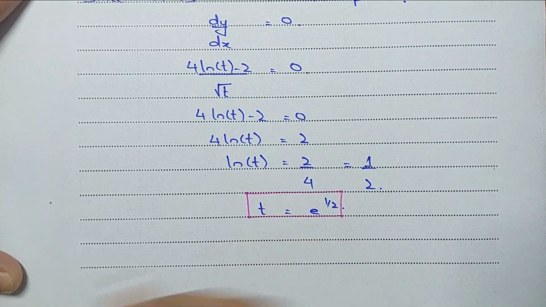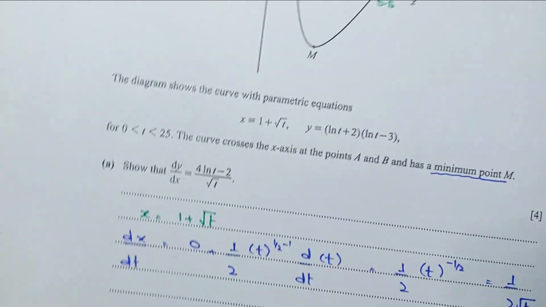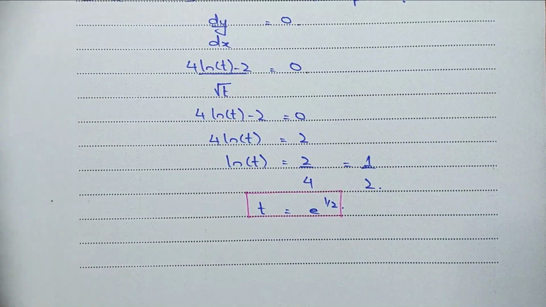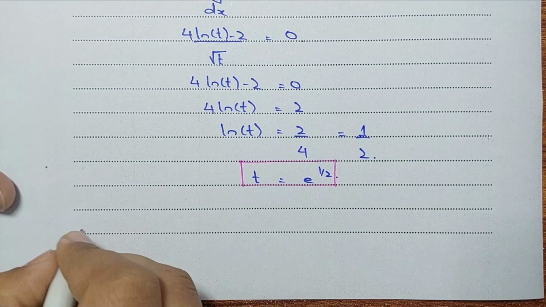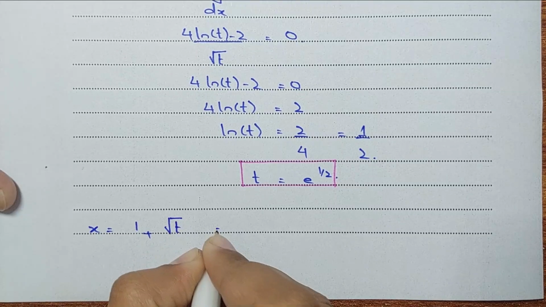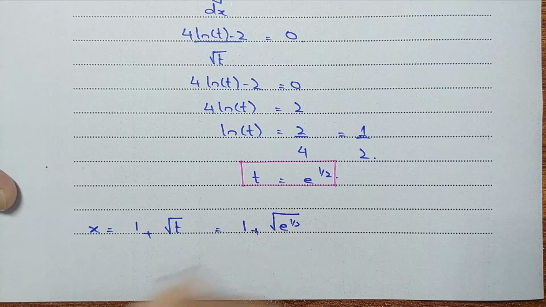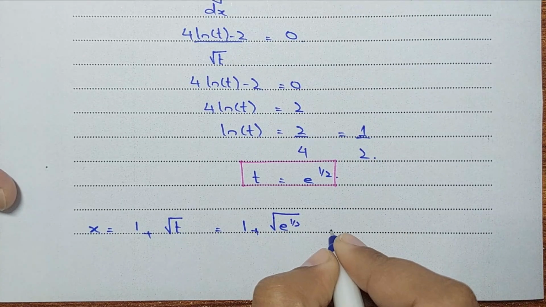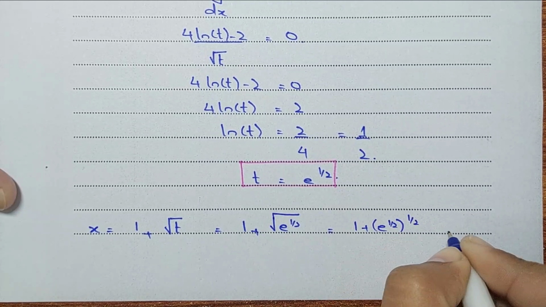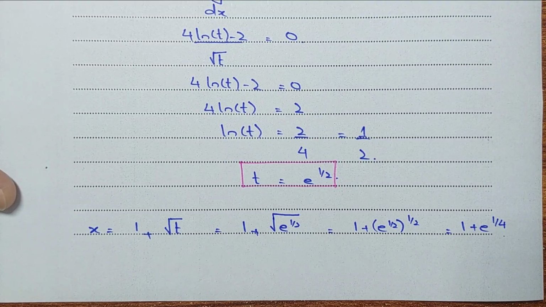Okay, when the t value is this, we need to just solve for the x and y coordinates, right? So in the curve, just put the t value in x and in y, and we will get the coordinates. Now the x coordinate is 1 plus root t. This is 1 plus root t, where t is e to the power 1 by 2, and its whole power is also 1 by 2. So this is 1 plus e to the power 1 by 4. This is the x coordinate.